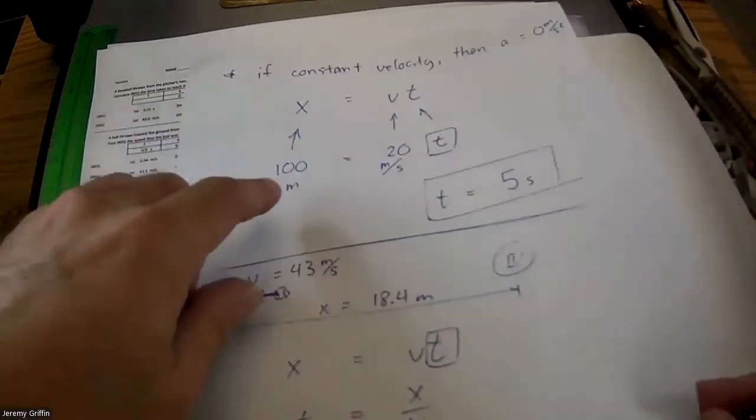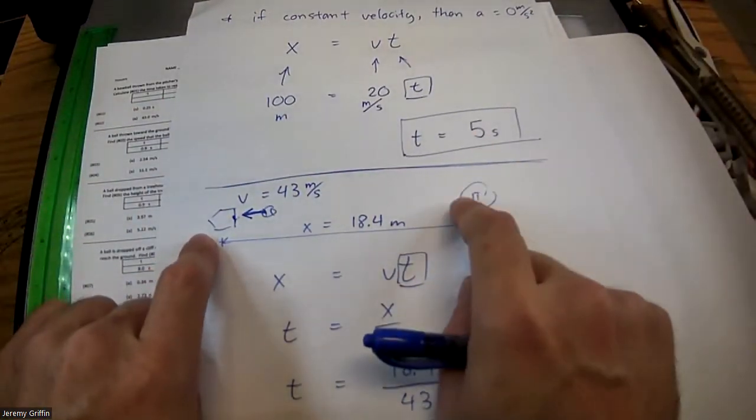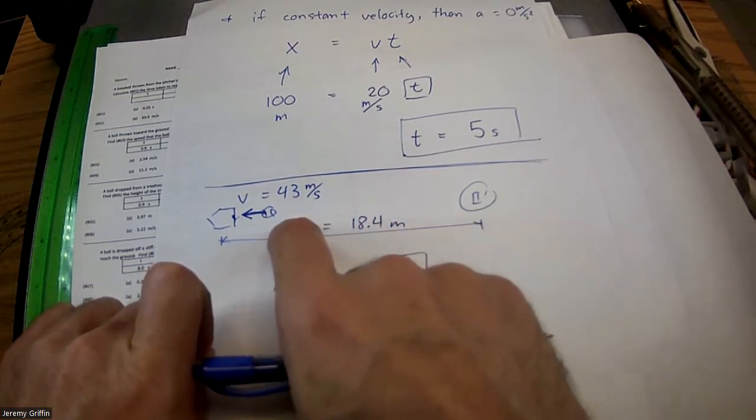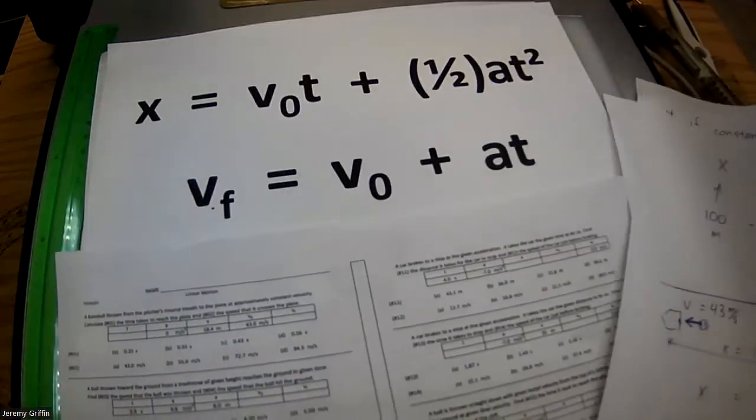Okay. But there's a follow-up question. And the follow-up question says, what speed is the ball crossing the plate? Well, if you throw the ball at 43 meters per second and it doesn't speed up or slow down, then does it also cross the plate at 43 meters per second? Right. Yeah. So that was real straightforward.